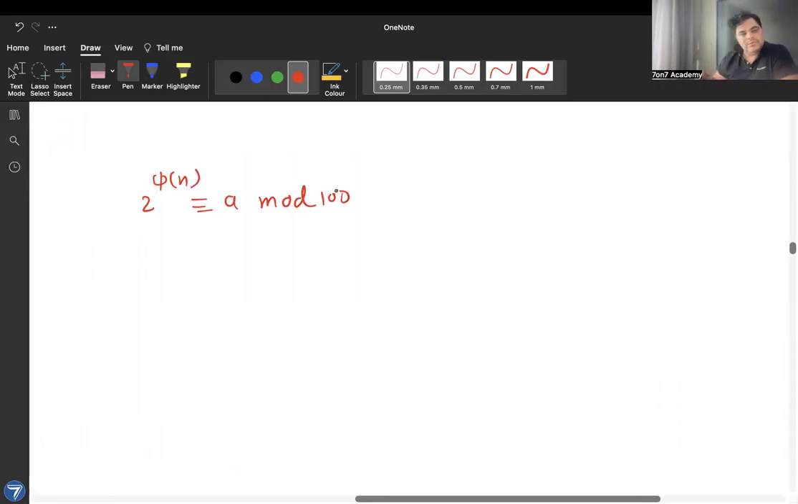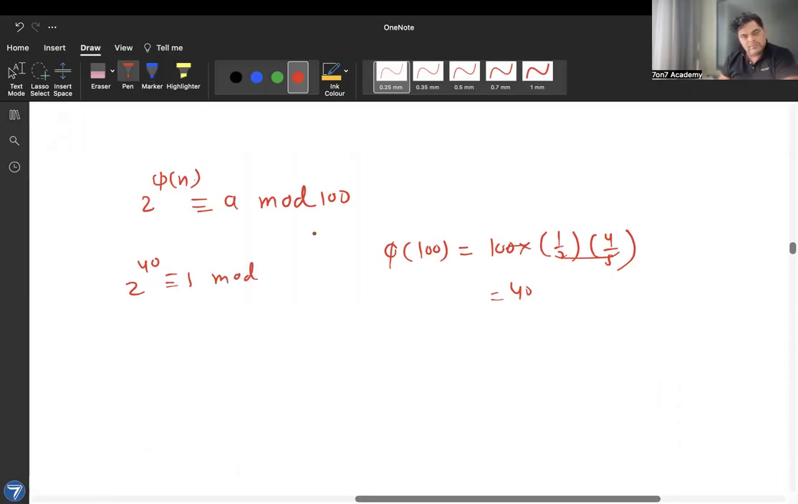So Saisa, what was this n, what did we get? It was 100 into 1 minus 1 over 2 into 1 minus 1 over 5, that is 100 into 1 over 2 into 4 over 5. Agree? So this cancels out, and this was 40. So if you take 2 raised to 40, that would give you remainder 1 when you divide by 100. Understand? So it is not prime now. Before, in the theorem, it was prime, but here it is not prime.